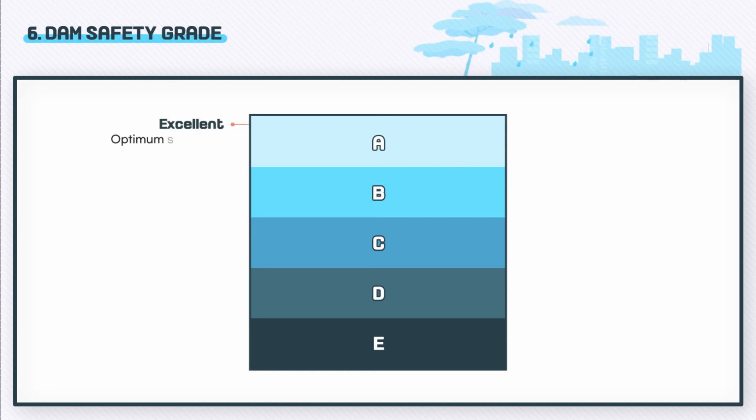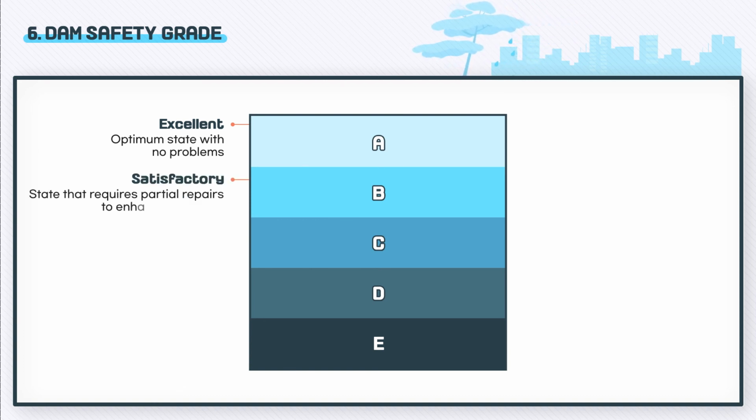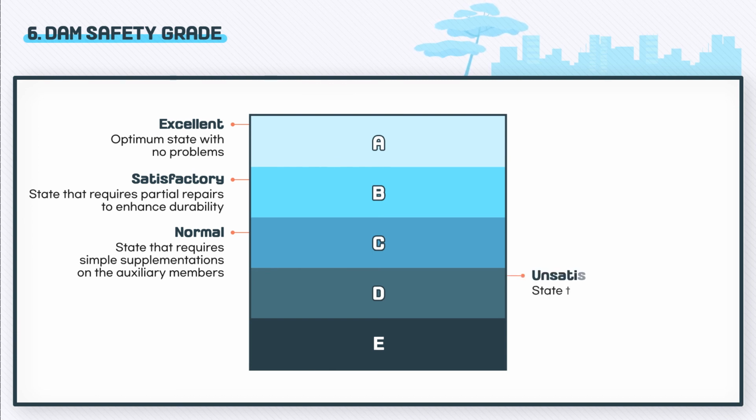A grade level A means the structure is in excellent condition and is in optimum state with no problems. Level B refers to a satisfactory state that requires partial repairs to enhance durability. Level C refers to a normal state that requires simple supplementations on the auxiliary members. Level D refers to an unsatisfactory state that requires urgent repairs and supplementations.